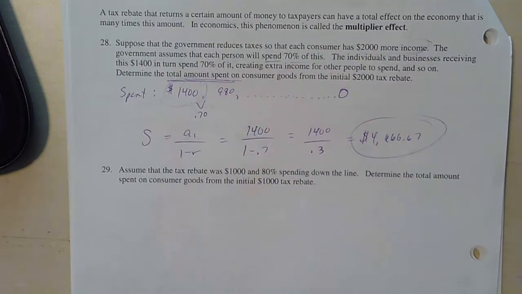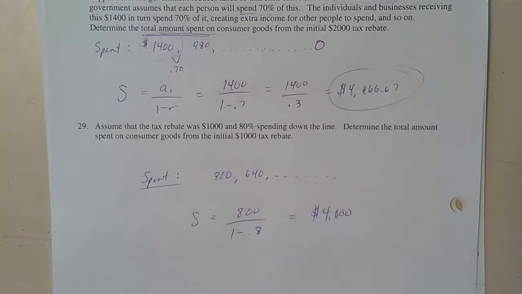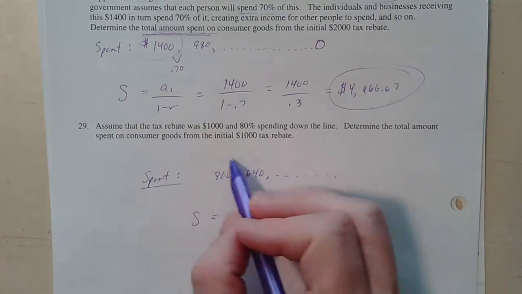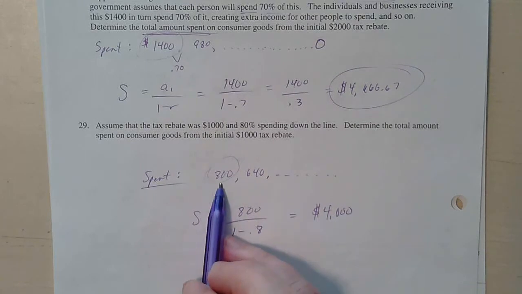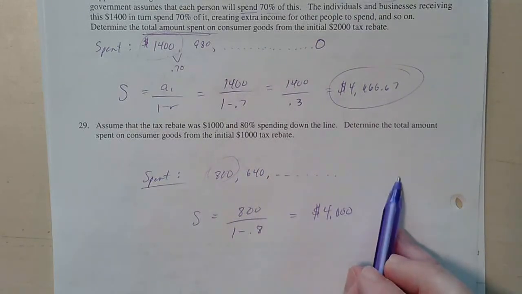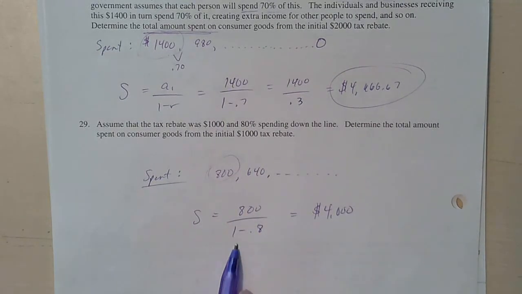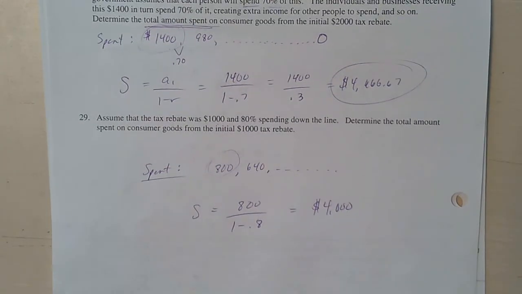Go ahead. Pause the video and try 29. Okay. Check to see if you had the right A1, because A1 is going to be 80% of that. Okay. And then it continues down to 0. Here's your answer, $4,000. All right.